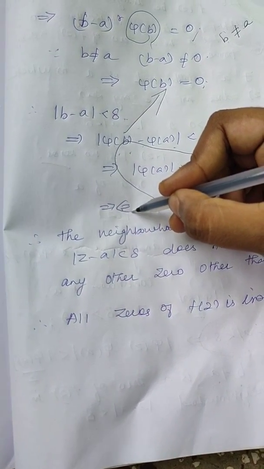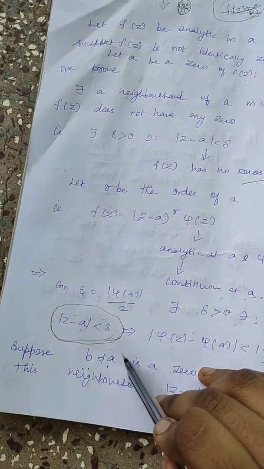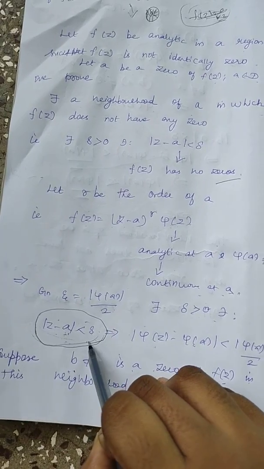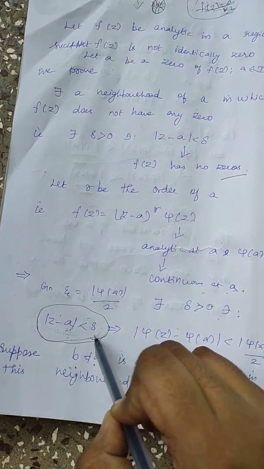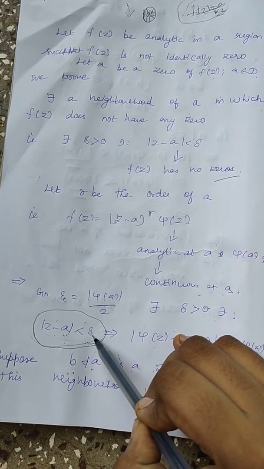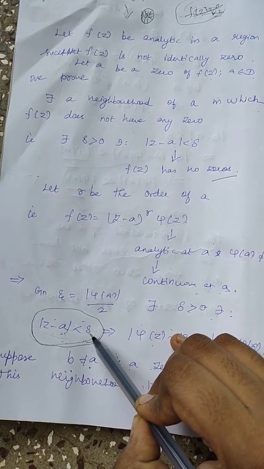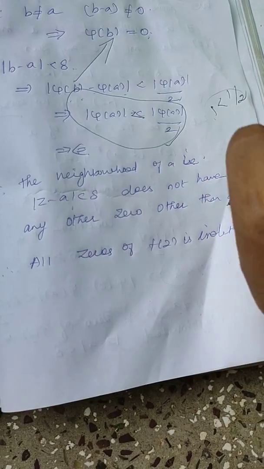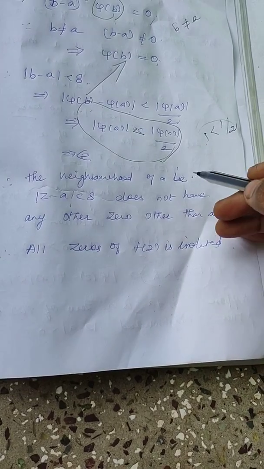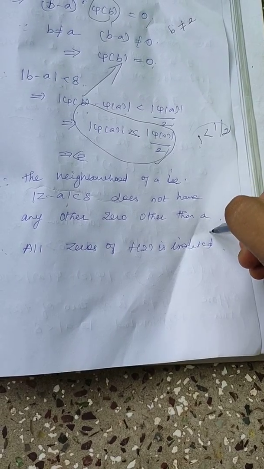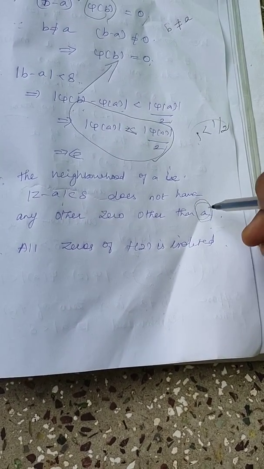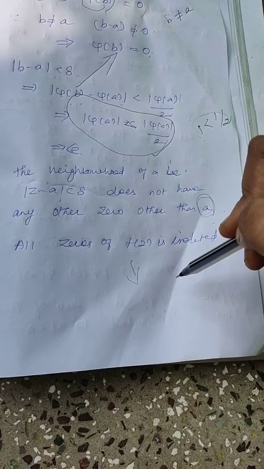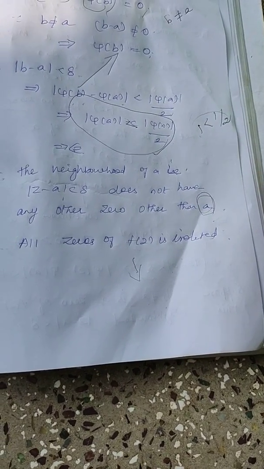Why am I having this contradiction? Because I have assumed b, not equal to a, is another 0 of f of z in this neighborhood, which means this neighborhood does not contain any 0 other than a for f of z, which means in this neighborhood a is the only 0 of f of z. That implies I am able to find a neighborhood of a in which f of z does not have any 0 other than a. That implies the 0 a of f of z is isolated. Since a is an arbitrary 0, all zeros of f of z are isolated, where this f of z is analytic in region D and is not identically 0.